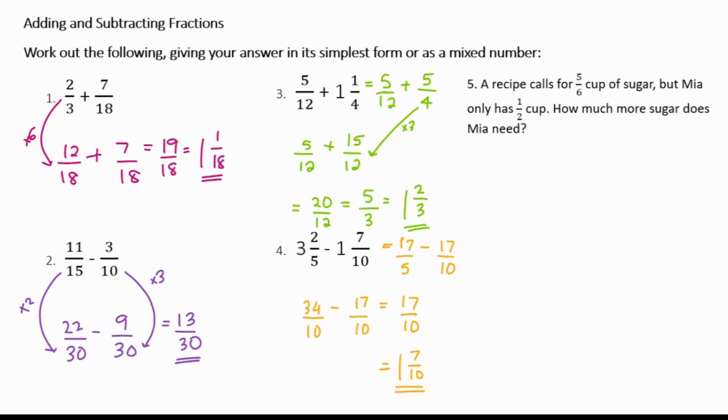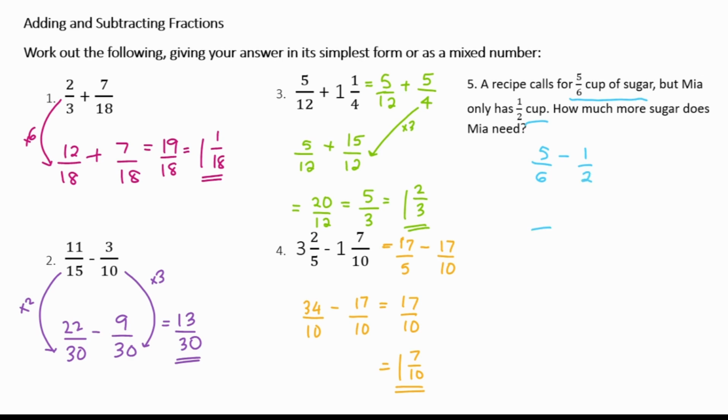Number 5 says, a recipe calls for 5/6 cup of sugar, but Mia only has half a cup. How much more sugar does Mia need? So this recipe needs 5/6 of a cup, but Mia only has a half. So we need to do 5/6, take away a half in order to see how much more she needs.